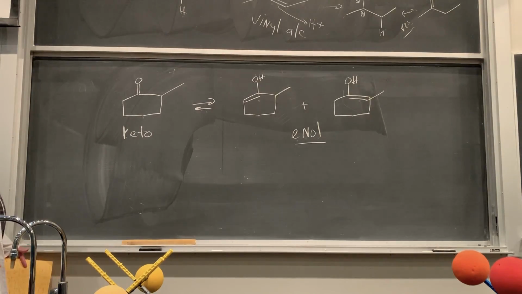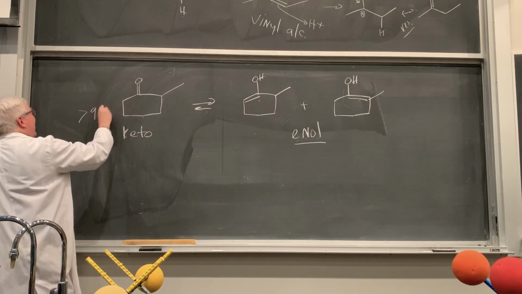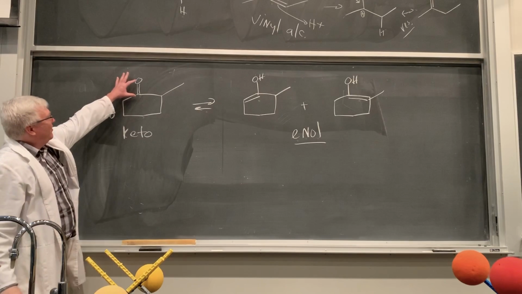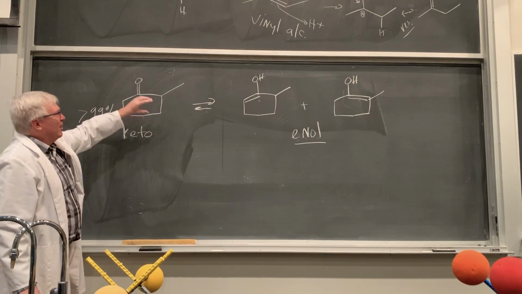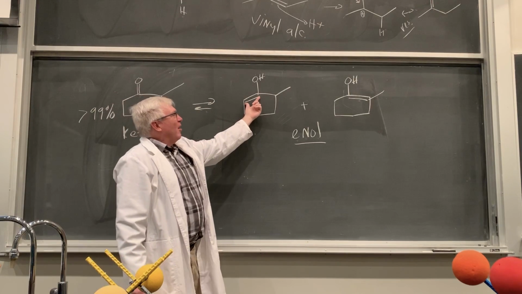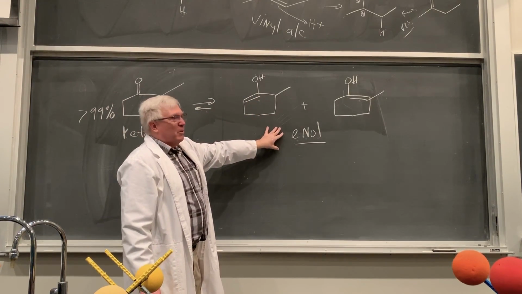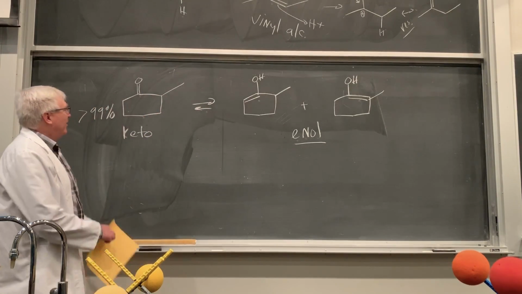Which one is going to be more stable in equilibrium? Well, over 99% will be the ketone version. Okay. Like I said, due to the resonance stability of the carbon-oxygen pi bond versus a carbon-carbon pi bond. So these enols would be present in trace amounts in a solution of this ketone.